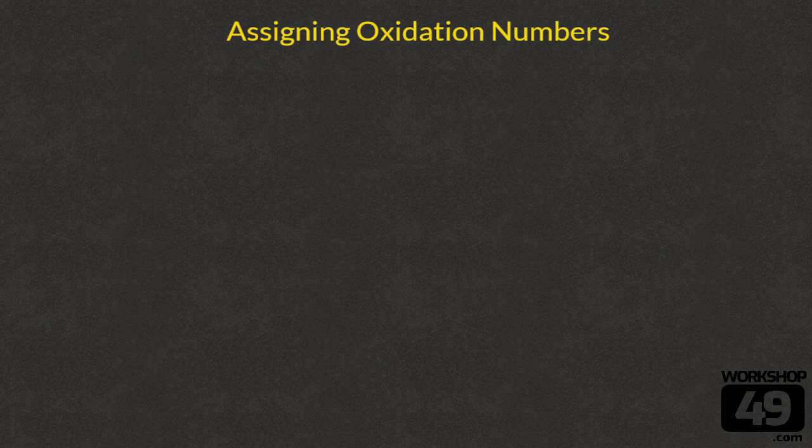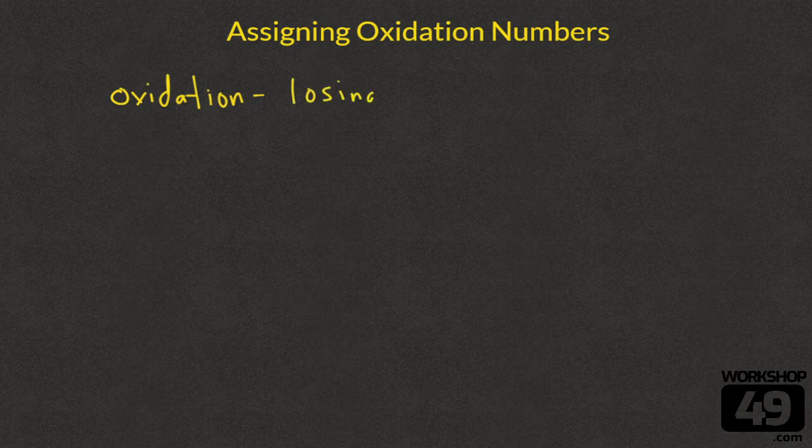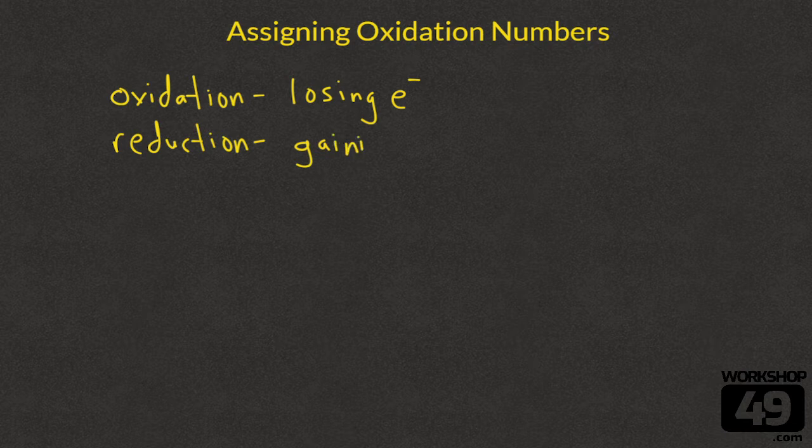Hey everyone! In this video we're going to learn how to assign oxidation numbers. In a previous video you learned that oxidation is losing electrons and reduction is gaining electrons. Usually, as long as we're looking at nice little ionic compounds, it's fairly easy to see what's gaining and what's losing electrons. But oxidation numbers are a system for keeping track of where electrons are being gained and lost when it's not so easy to see, particularly in molecular compounds.